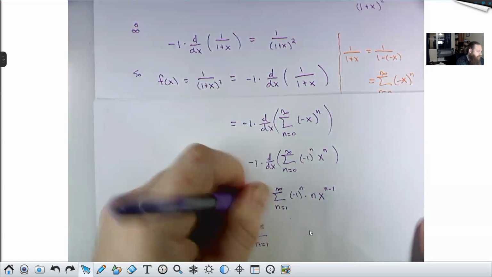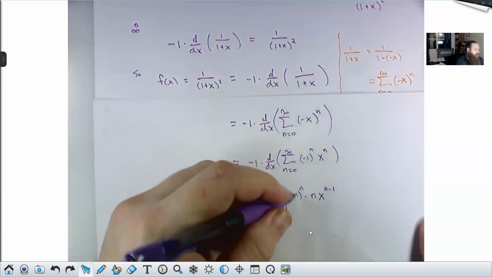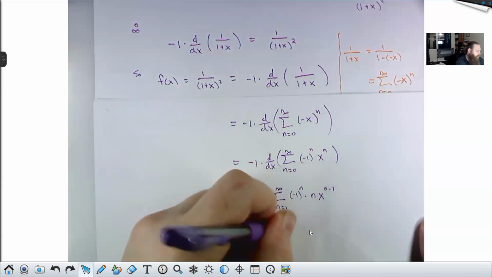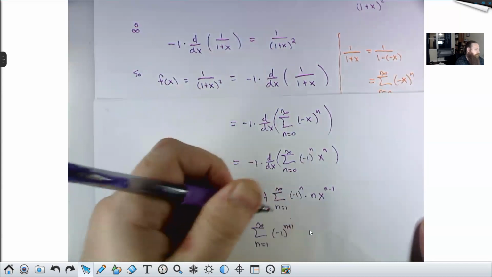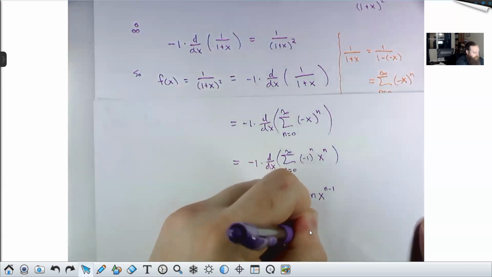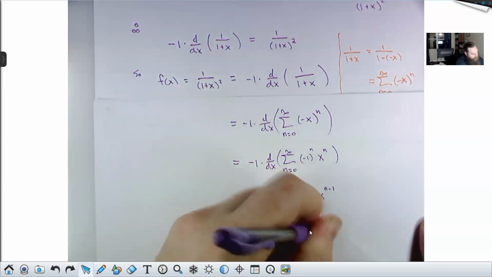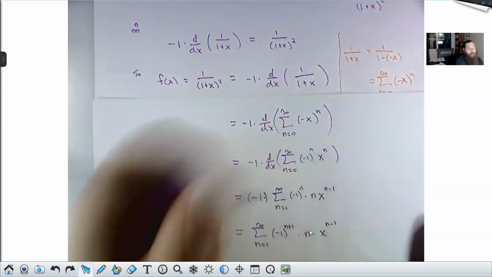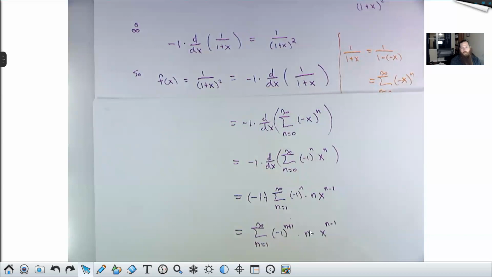Negative 1 times something. This is a constant. It can come inside here. Negative 1 times negative 1 to the n is negative 1 to the n plus 1. So negative 1 to the n plus 1 times n times x to the n minus 1. That is your power series for this function.